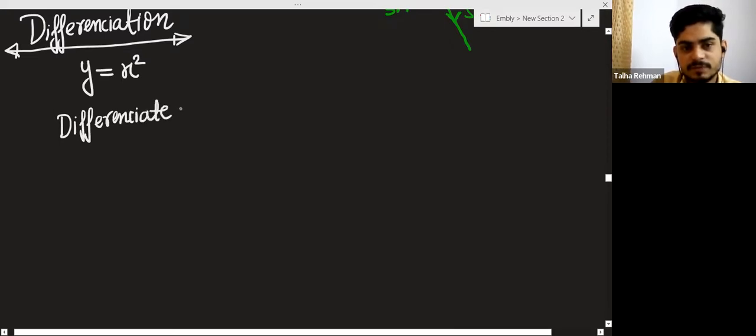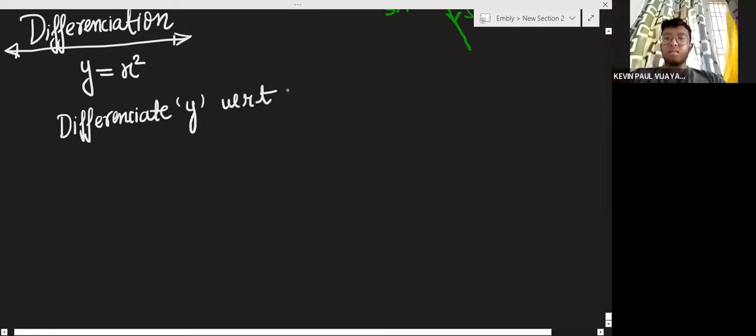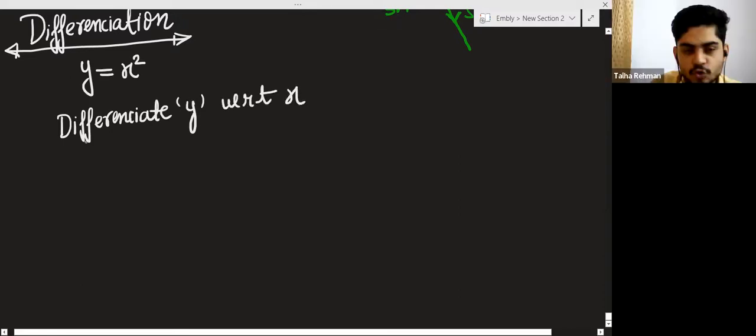Differentiate y with respect to x. So you will write dy by dx. This is the differentiation of y with respect to x.